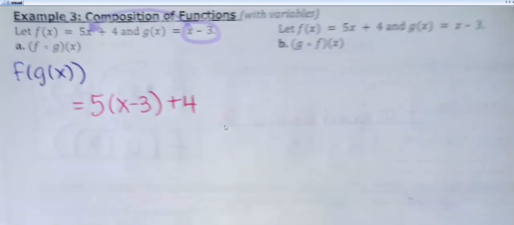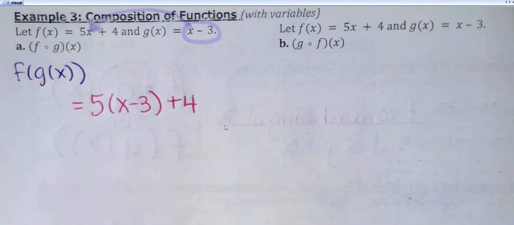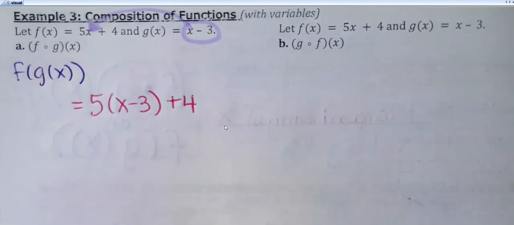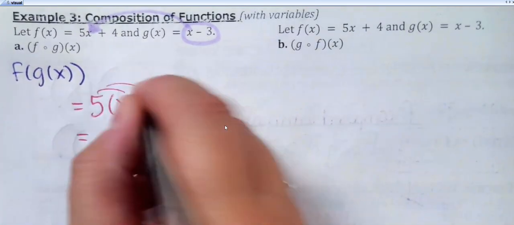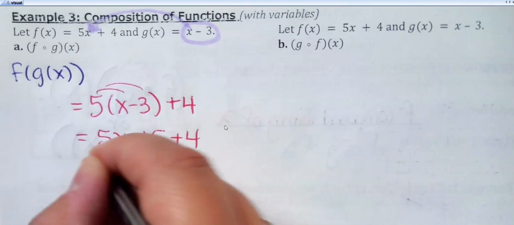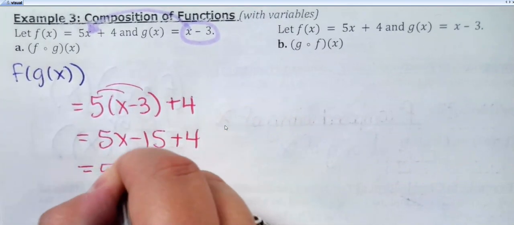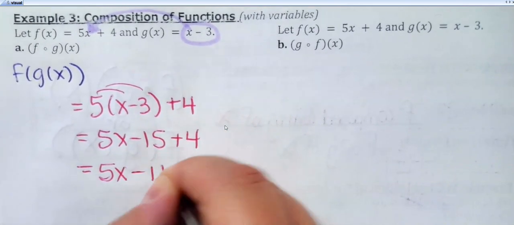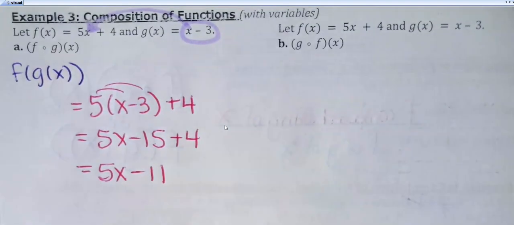And then once you've done that, if you can simplify at all, you want to simplify. So there we could just do a little distributive property. So this would be 5x minus 15 and then plus 4. Just combine any like terms if you can. So this would end up being the expression 5x minus 11. So I'm taking the whole g of x function, just that expression, that function rule, and plugging it in for x in the f of x function.